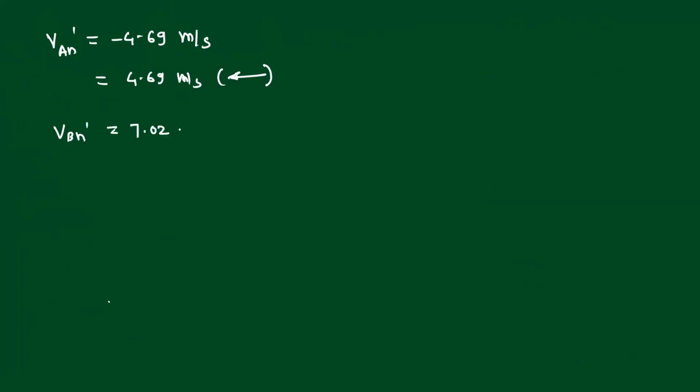So we get the answer for VAN dash, this is equal to minus 4.69 meter per second. It means that 4.69 is in the negative x direction. And VBN dash is equal to 7.02 meter per second. It is on the right side. So after collision, you can observe the velocity directions are changed.